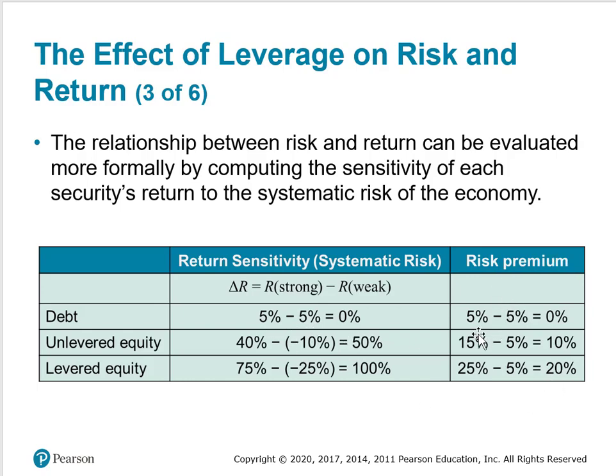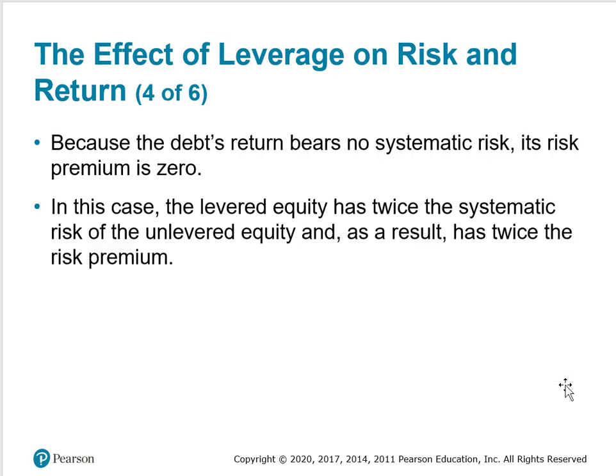So for debt, the risk premium is 0%, obviously. Unlevered equity, 40 minus a negative 10, that's 50%. That's the change in return from best to worst. This is the range. Now, if you subtract the return, that means that the equity has a 10% risk premium. And now with the levered equity, we're showing a 20% risk premium.